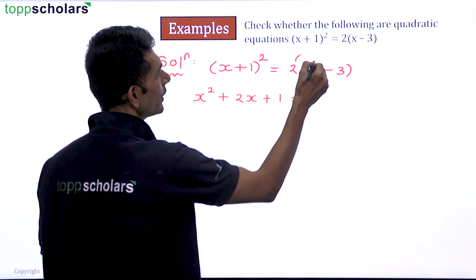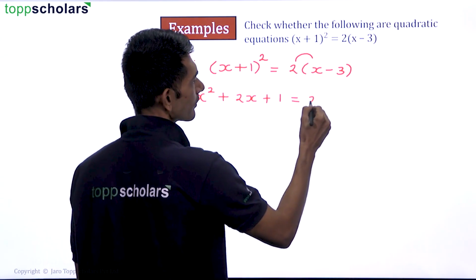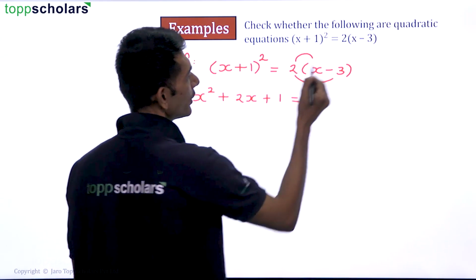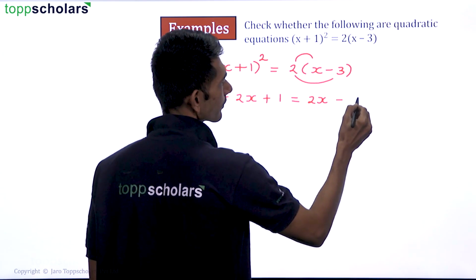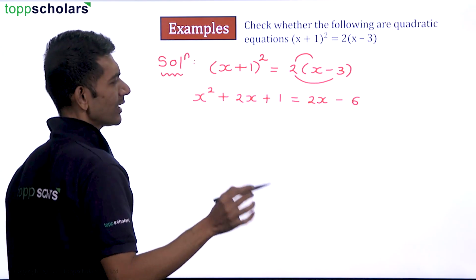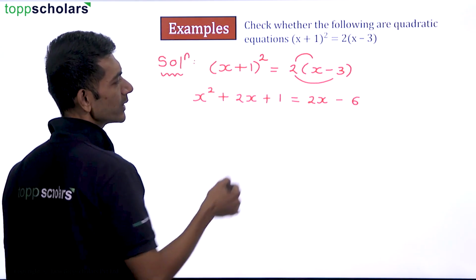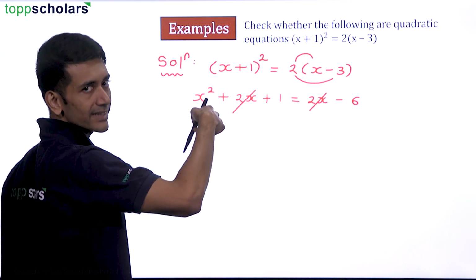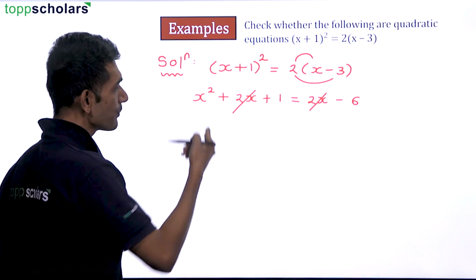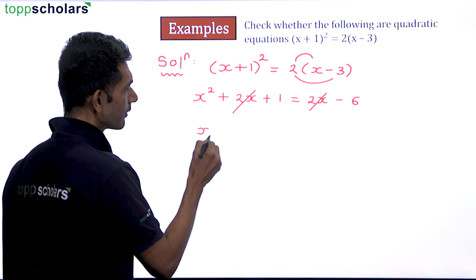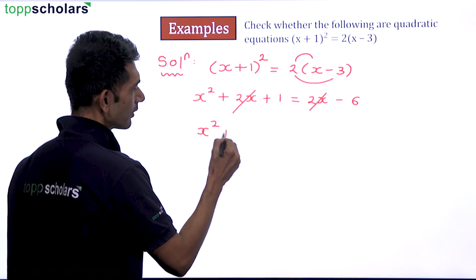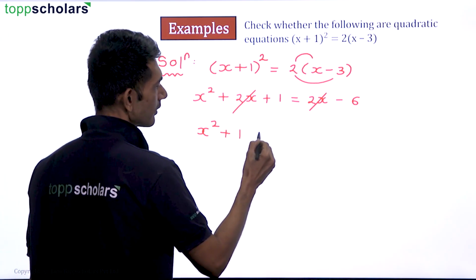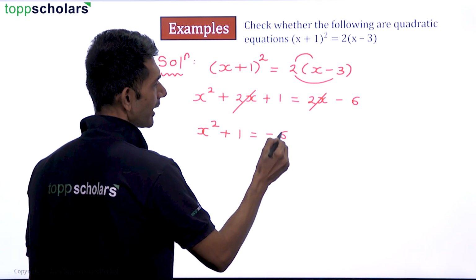that is equal to 2 into x is how much? 2x. 2 into minus 3 is how much? Minus 6. Now tell me one thing, can I cancel directly 2x and 2x? Yes, we can do that. Because anyways, if you shift 2x to the left hand side, it is going to be minus 2x, right? So you get x square plus 1 is equal to minus 6.